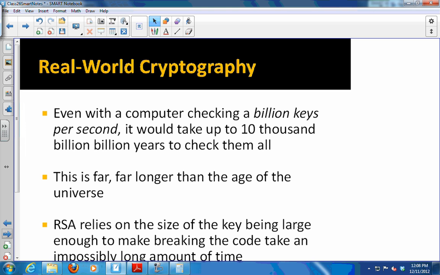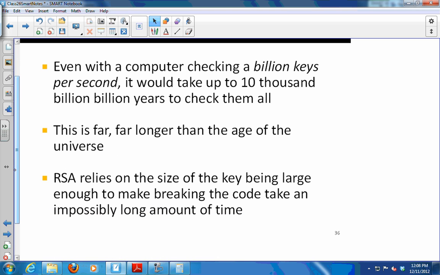So to figure out the multiplicative inverse of that really large prime number would take a really long time. Okay. Even with a computer checking 1 billion keys per second, it would take about 10,000 billion years to check them all. It's far, far longer than someone could reasonably have to break the code. It makes breaking the code take an impossibly long amount of time.